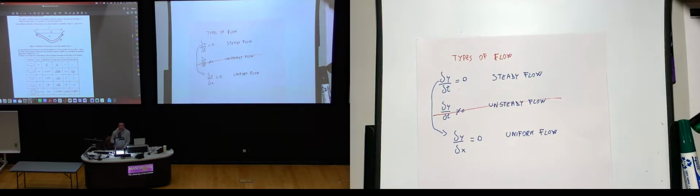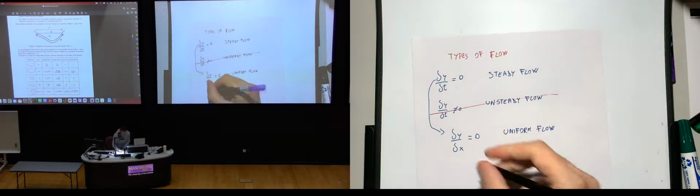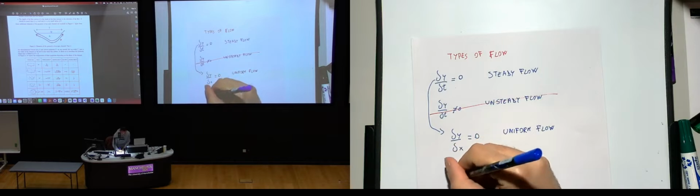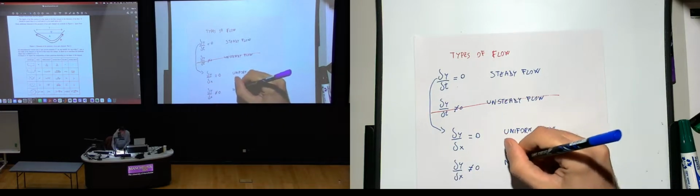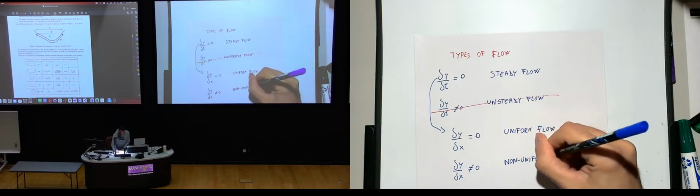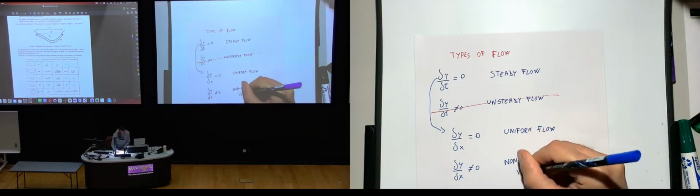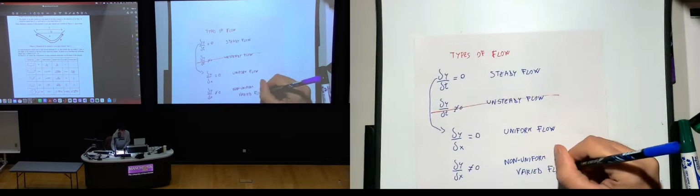If your steady flow will not change in time, but will change in space, it means that the water height will be different from section to section. You are in front of a non-uniform, also known as varied flow.